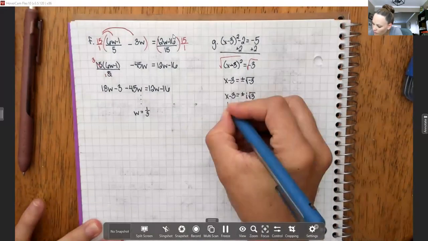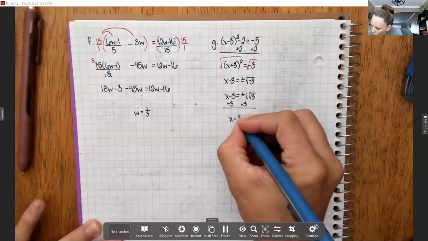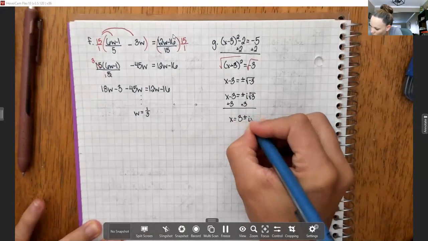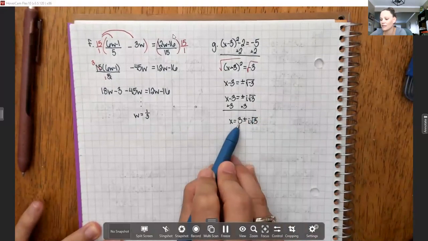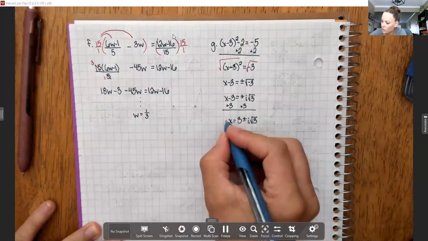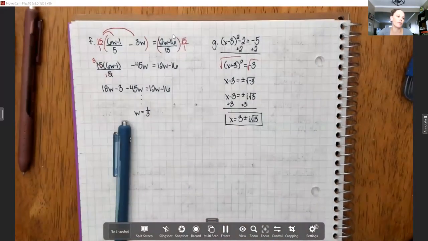Add 3 to both sides. We get x equals 3 plus or minus i root 3. We cannot combine these. This is an i, this is not an i, so they're not like terms. So 3 plus i root 3 and 3 minus i root 3.